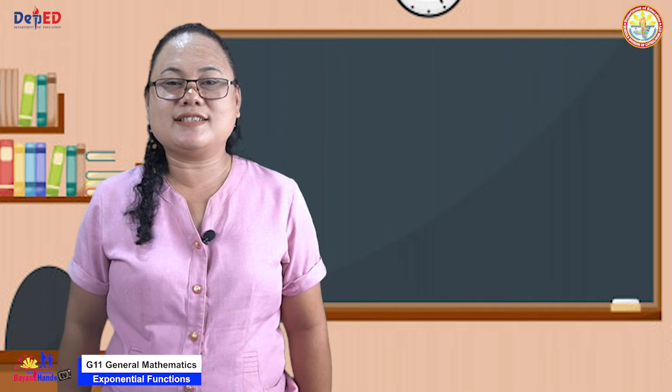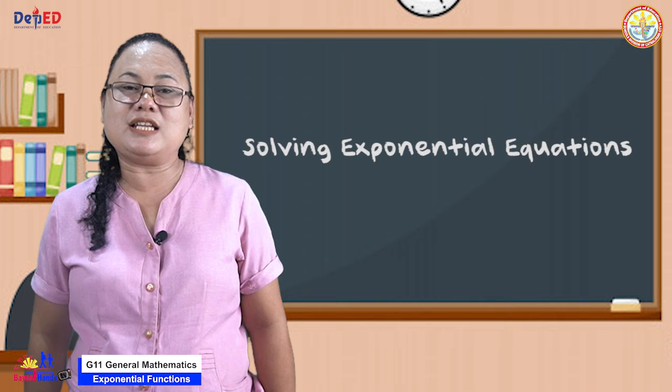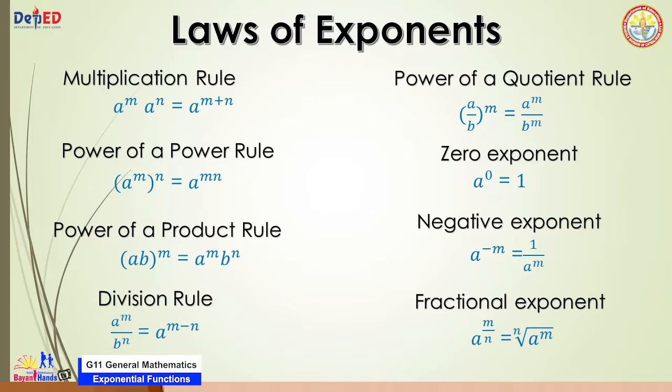Just like other functions, there are also ways in finding the solution set for exponential equations and inequalities. Let us start by recalling the laws of exponents. Multiplication rule. a raised to m times a raised to n is equal to a raised to m plus n. Power of a power rule. a raised to m raised to n is equal to a raised to m times n. Power of a product rule. a times b raised to m is equal to a raised to m times b raised to m.